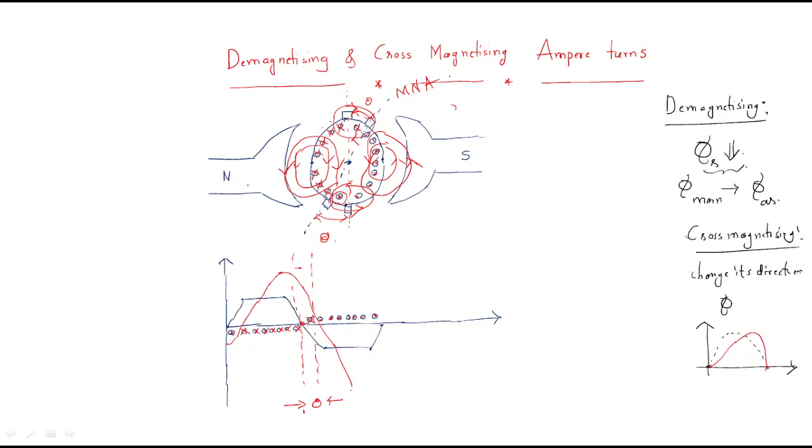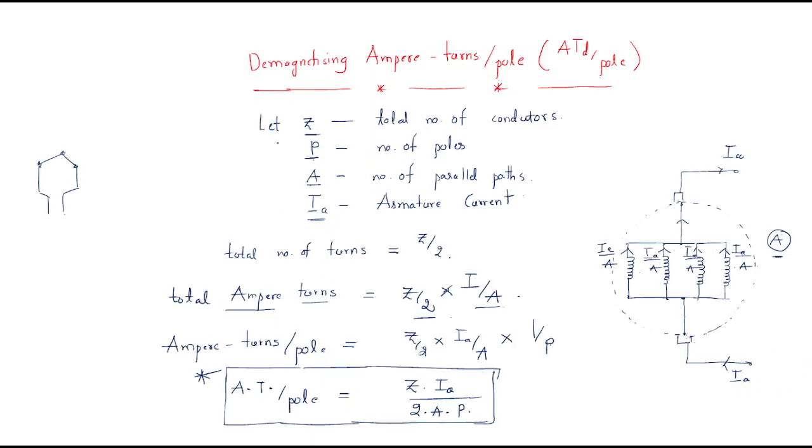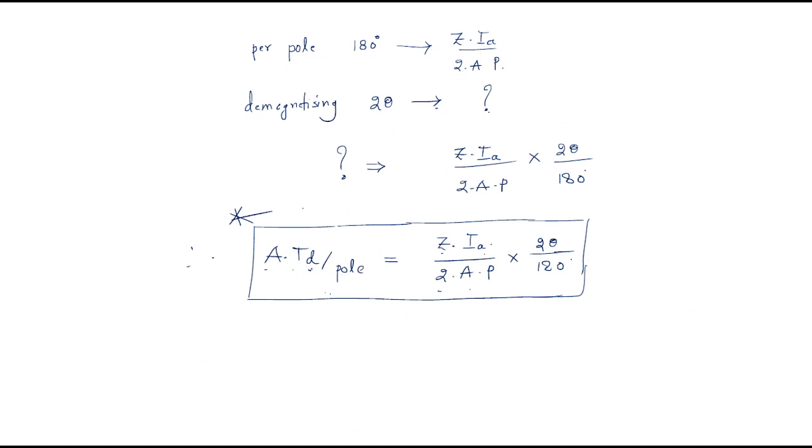Hello everyone. In the last session, we discussed the demagnetizing and cross magnetizing ampere turns. In that, we found the complete ampere turns for a particular pole. The formula is ZIA by 2AP. Z is the number of conductors, IA is the armature current in a single parallel path, 2A means the number of parallel paths, and P is the number of poles. This is a general formula. From that we are finding the demagnetizing ampere turns per pole.